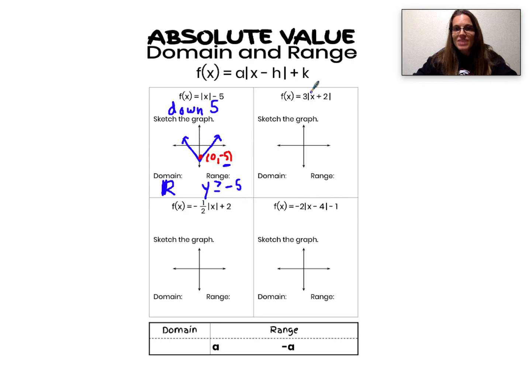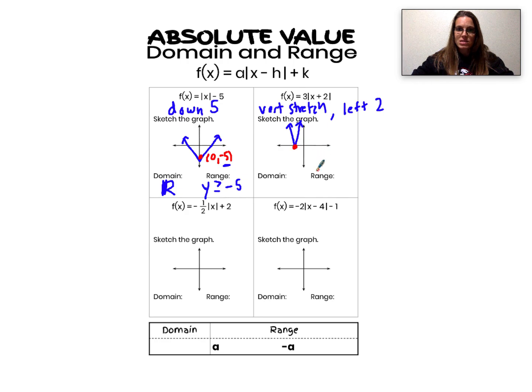Next example. F of x equals 3 times the absolute value of x plus 2. What are the transformations here? Well, first I have this 3. The 3 is a vertical stretch, which is my fancy way of saying my graph is steeper. And then the plus 2 inside the absolute value bars moves my graph left 2. So the opposite of what I think inside the absolute value bars, I think right, it moves it left. Here is my sketch. A steeper vertically stretched graph that's moved left 2.